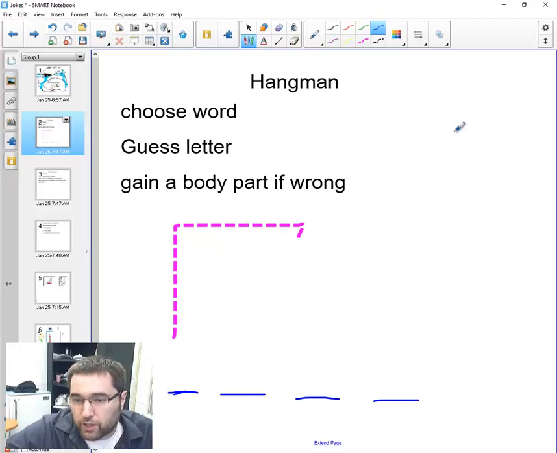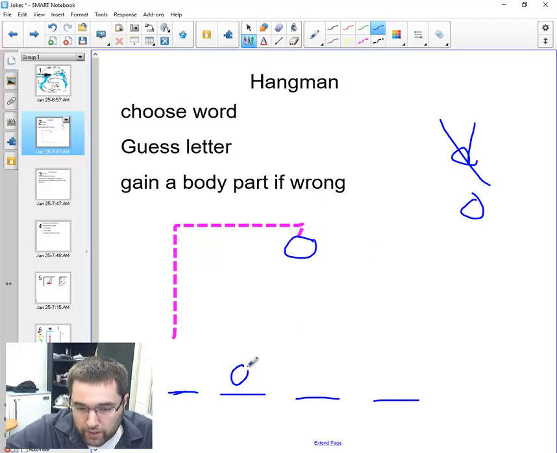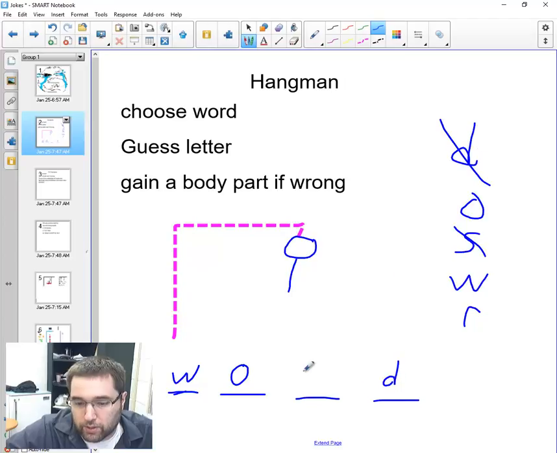So first thing you do is guess a letter. I'm going to guess D. D is not there, so I draw the head. Then I'm going to guess O. O is there, so I'm going to put O. I do not draw a body part. I pick S. S is not there, so I draw a body part. And then I pick W, and W is there, so I don't draw a body part. Then R. Oops, D was there. Anyways, it was the word. I should have picked something else.